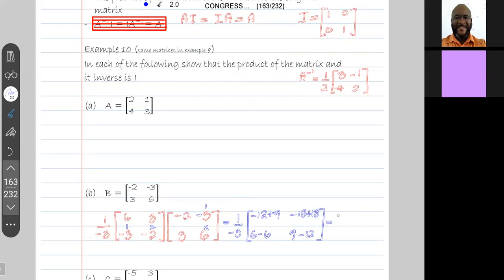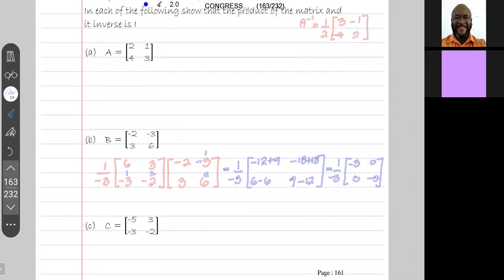So what we have is 1 over minus 3 times the matrix with minus 3 here, 0 here, 0 here, and minus 3 here. What we want to show is that when you multiply a matrix by its inverse, you're going to get the I matrix. Now, multiplying by 1 over minus 3 is the same as saying divide by minus 3. So this is minus 3 divided by minus 3, 0 divided by minus 3, 0 divided by minus 3, and minus 3 divided by minus 3. So what we end up with is 1, 0, 0, 1, and that is the I matrix. So this is showing that if I multiply a matrix by its inverse, I'm going to get the I matrix.